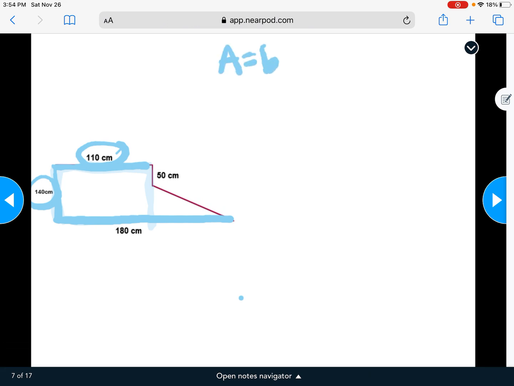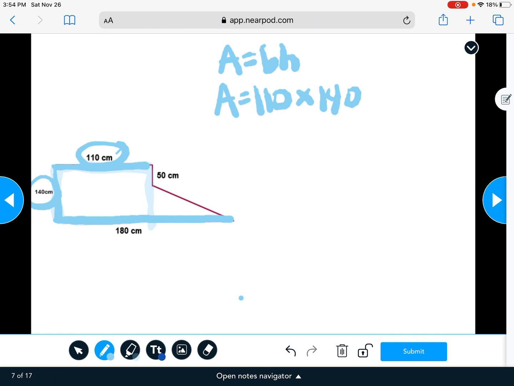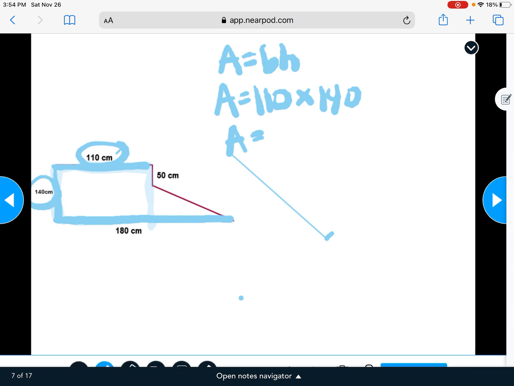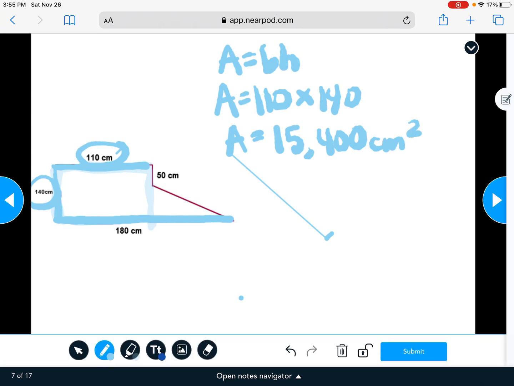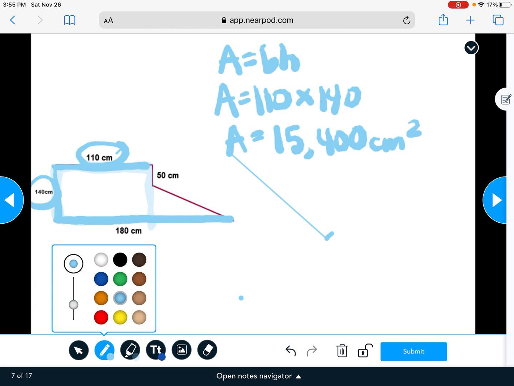So area is base times height. So 110 multiplied by 140. 110 times 140 gives me an area of, oops, I don't know what that is, 15,400 square centimeters.